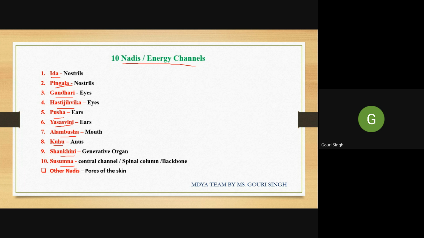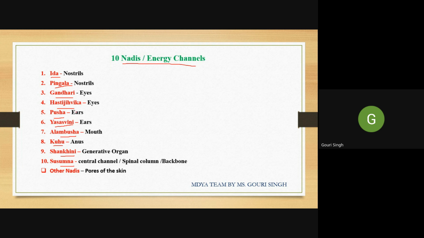Maybe a question will come where you have to arrange them in sequential order. Maybe a question will be like which nadi is defined in the Siddha Siddhanta Paddhati, with different names given, and you have to choose the correct one. So in that way you can get questions from these nadis.